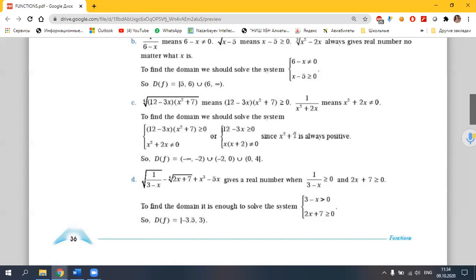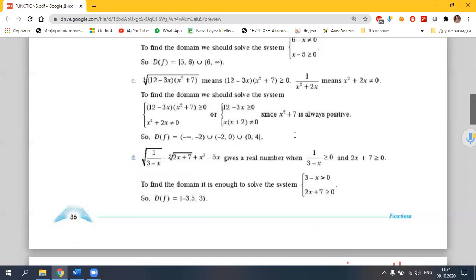Сонда бұлардың қиылысы, the intersection of this system should be negative infinity to minus 2, union negative 2 to 0, минус 2-ден 0-ге дейін, and from 0 to 4, 0-ден 4-ге дейінгі мәндерді қабылдайды. Минус 2 кірмейді, 4 кіреді, includes 4. Negative 2 is not included. Минус 2 кірмейді.